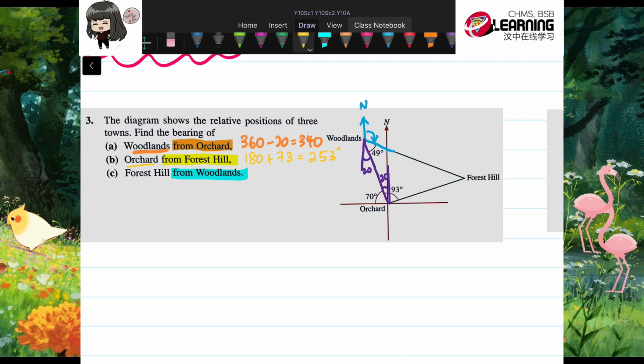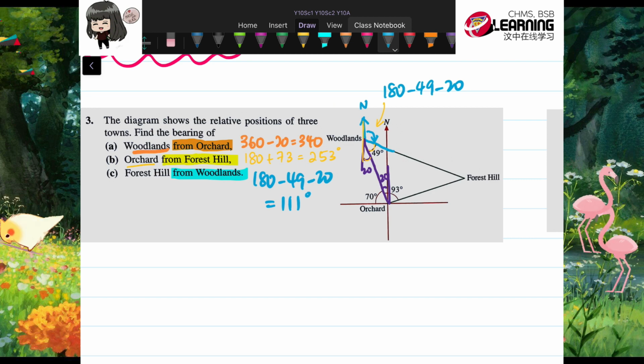Okay, this is a straight line. This is a straight line. This is 20. This is 49. Then this bearing over here will be 180 minus 49 minus 20. Okay, so this is 180 minus 49 minus 20, and you get 111 degree.